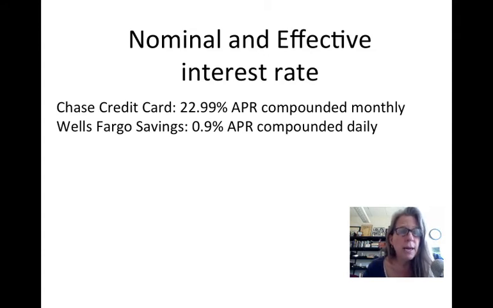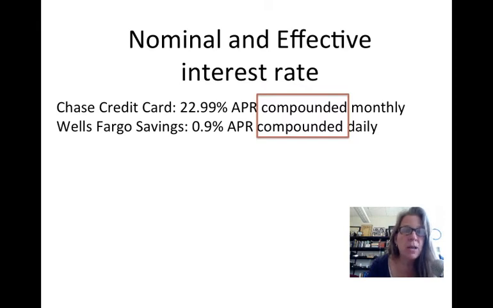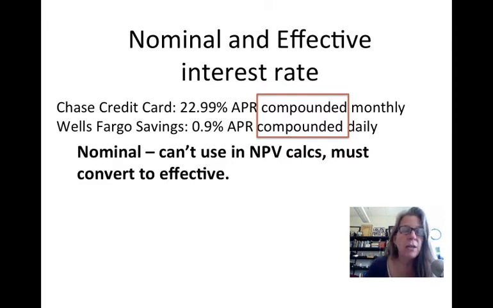These are two examples, and it happens actually in commercial kinds of bank rates, things like that. They'll be stated almost always in nominal. So in this case, the Chase credit card is 22.99% APR compounded, and APR stands for annual percentage rate, and it's compounded monthly. What that tells you, this word compounded, tells you that that is a nominal rate. That means it doesn't have compounding in that value. And the same for the 0.9% savings rate at Wells Fargo, which is compounded daily. So what that means is the nominal rate, you can't use in any kind of engineering economy calculation. It needs to be converted.